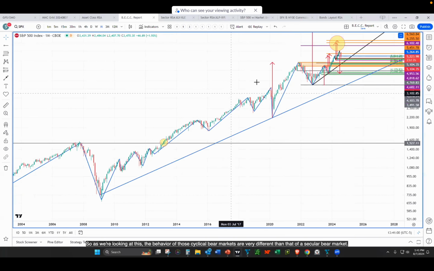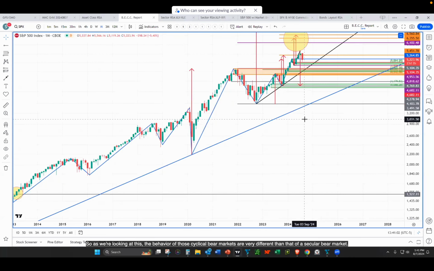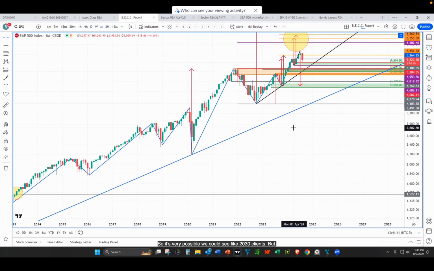So as we're looking at this, the behavior of those cyclical bear markets is very different than that of a secular bear market. So it's very possible we could see like 20, 30% declines, but very unlikely that you would actually see like 40 to 50, 60, 70% declines like what we saw back in the early to mid 2000s.